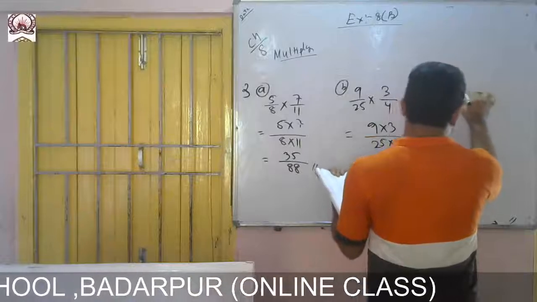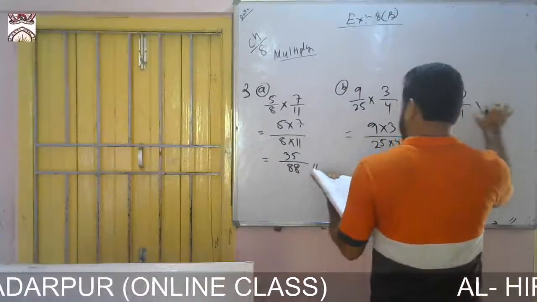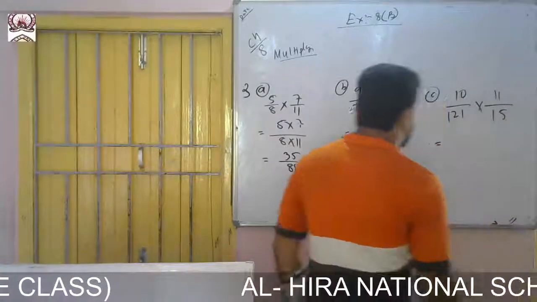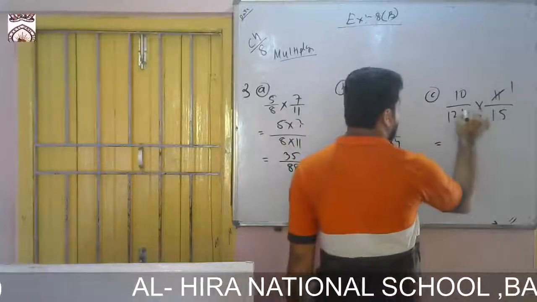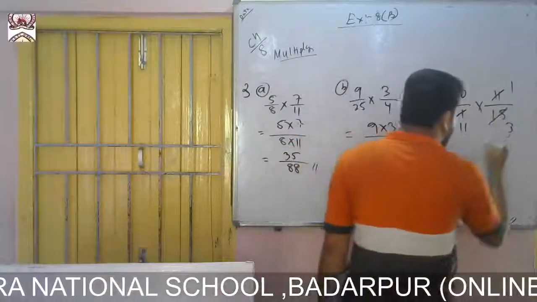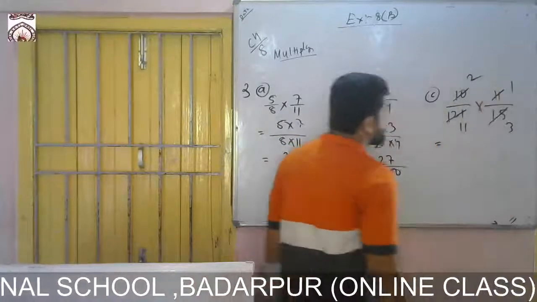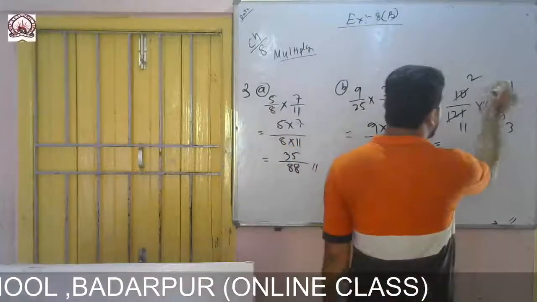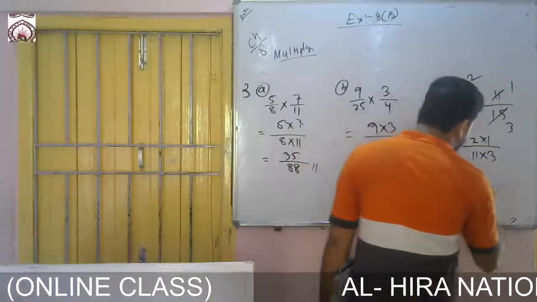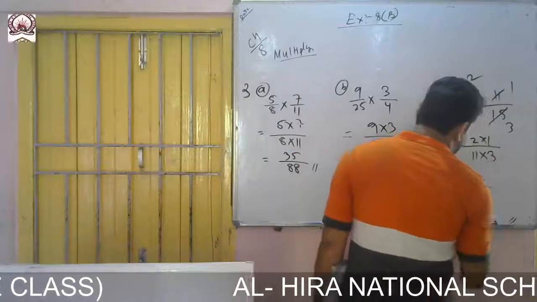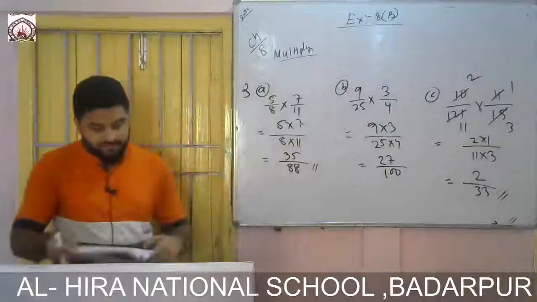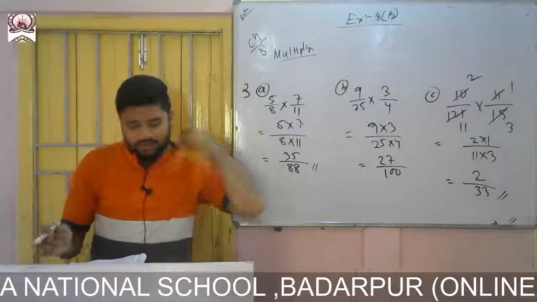Okay. Now come to C. What is there? 10 by 221 into 11 by 15. Okay. So you see this one I can cancel. 11 1 jar 11, 11 11 jar 121. This both two I can cancel with 5, 5 3 jar and 5 2 jar. So 2 1 jar 2. Here remain 2 into 1. Here remain 11 into 3. So 2 into 1 means 2. 11 into 3 is 33. So 2 by 33 is the required answer.